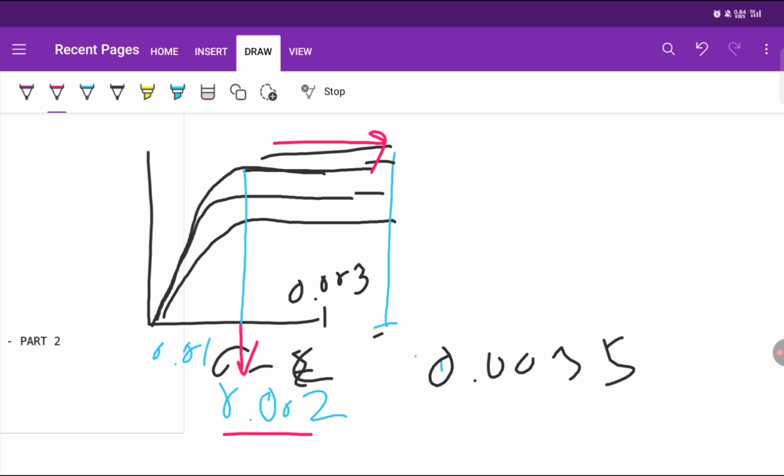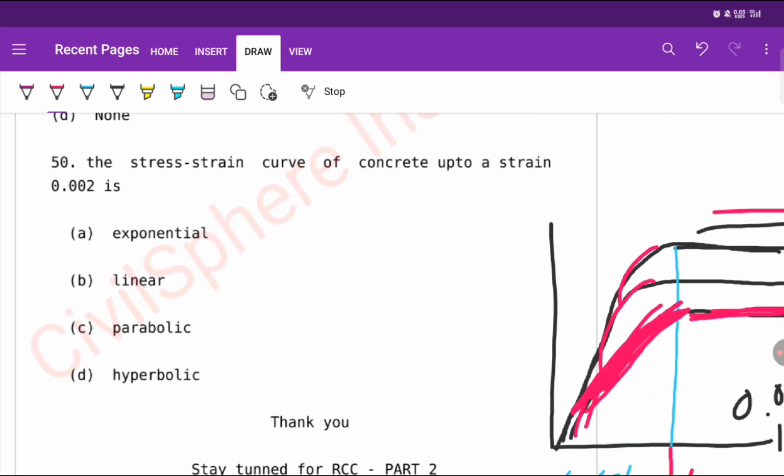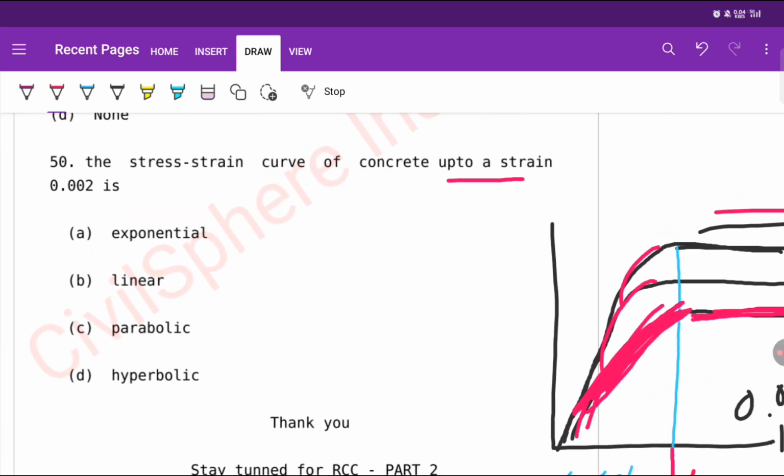So up to 0.002 it is parabolic in nature. This is our fck, this is our 0.67 fck, and we can see 0.45 fck. So this is parabolic in nature. Up to 0.002 strain, this stress diagram is parabolic. After 0.002 it is constant up to the failure. So up to strain 0.002 will be parabolic.